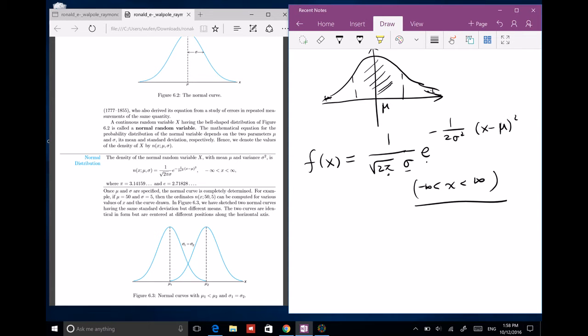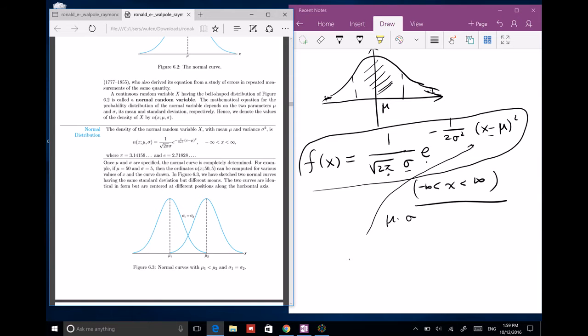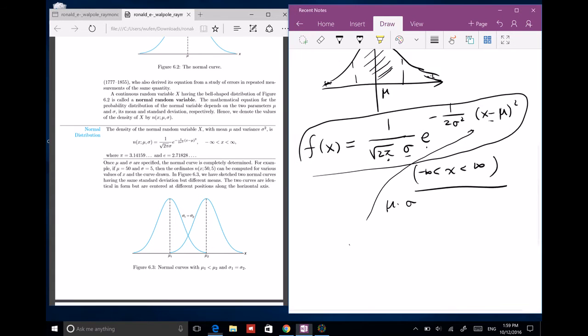In reality, we cannot just plug values in. For example, to find f(5), you have to plug x equals 5 into the function given the mean and sigma. It would be really complicated to do this for every value. So later we will introduce the standard normal distribution, which lets us find all the probabilities using a distribution table.